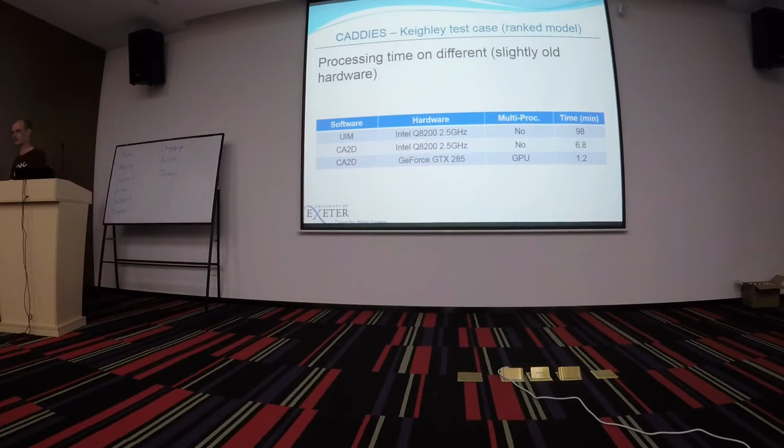But it's not just accuracy, it's processing time as well. So UIM, 98 minutes, whereas a ranked model on the same CPU, 7 minutes. On the GPU, 4.2 minutes. It's much, much faster. We've only had a very small loss of accuracy.